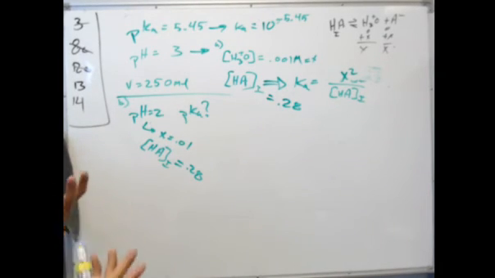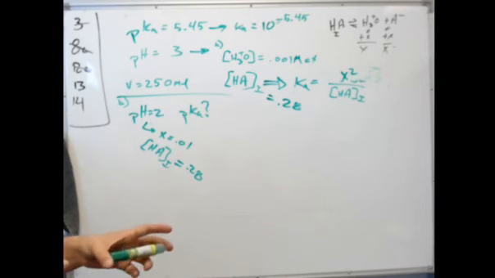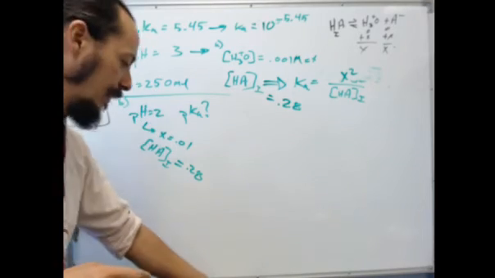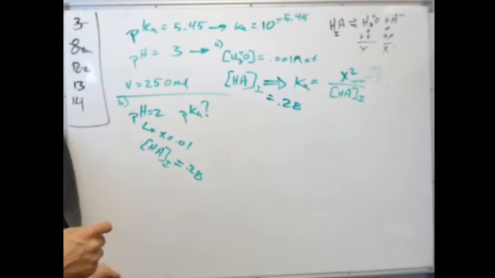This kind of logic is what lets us do problems forwards and backwards. Right? We can go both directions in our calculations. I'll let you finish that calculation on your own, and we'll move on to number 14.